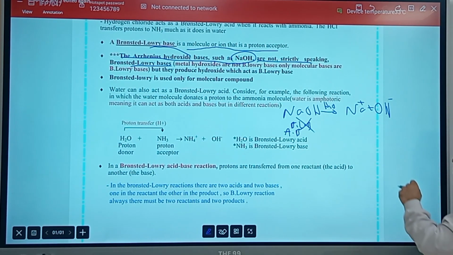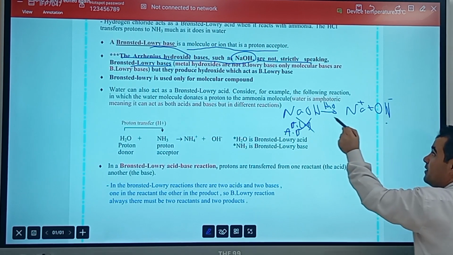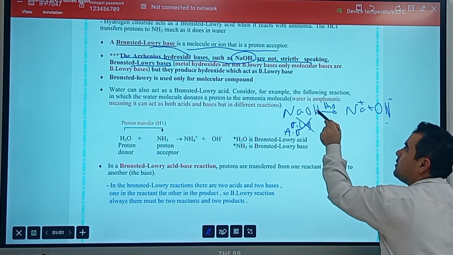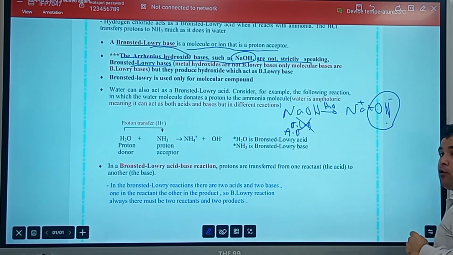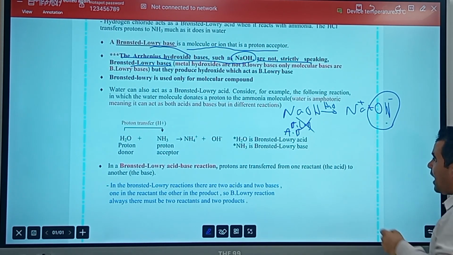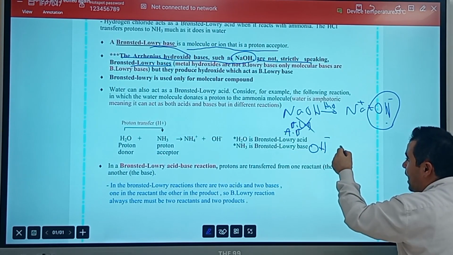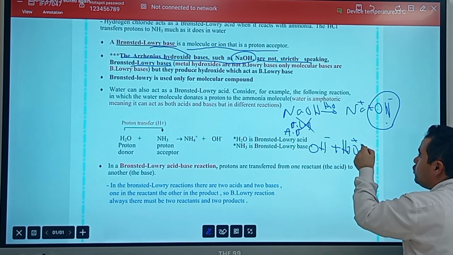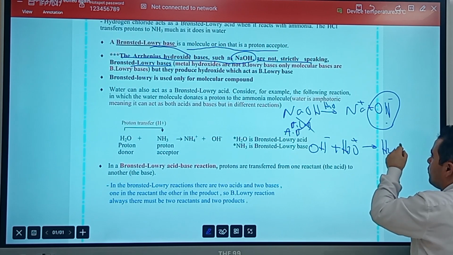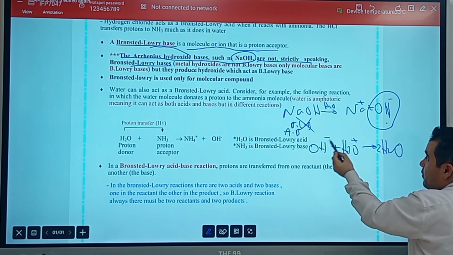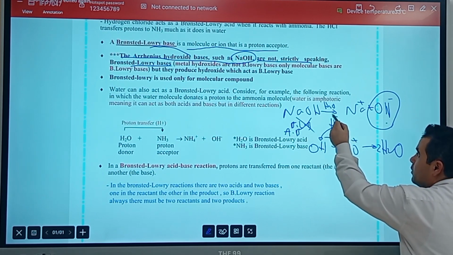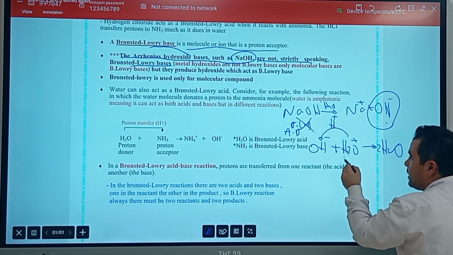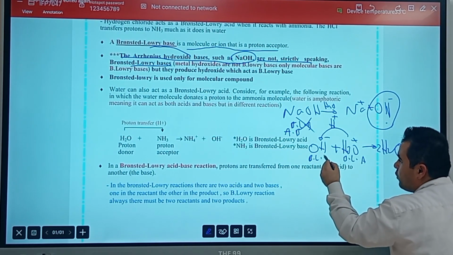But guys, be careful about that. The metal hydroxides themselves are not Bronsted-Lowry bases, but they will produce an ion which can be a Bronsted-Lowry base in other reactions. For example, when hydroxide reacts with the hydronium to form 2H2O, the hydronium is going to donate a proton to the hydroxide. This becomes a Bronsted-Lowry acid, and the hydroxide is a Bronsted-Lowry base.